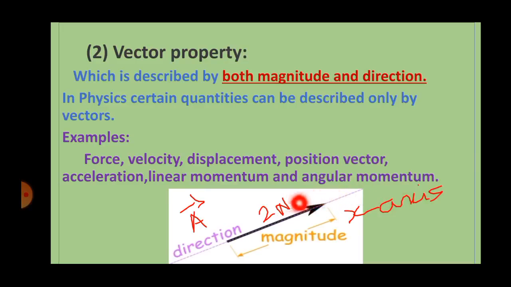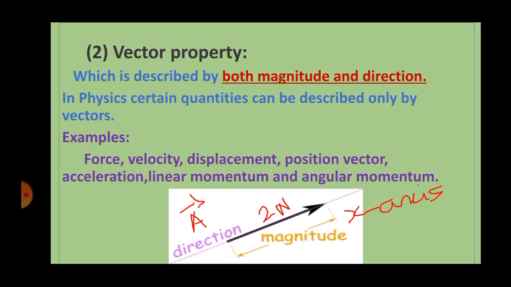The length of the line gives the magnitude and the arrow head gives the direction. The vector is denoted in boldface letter such as A with an arrow above the letter, as A vector. Read as vector A or A vector. Are you clear, children? Okay.